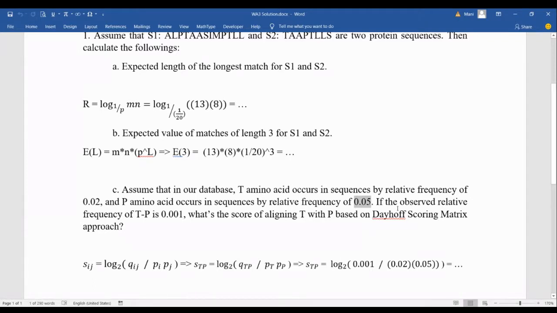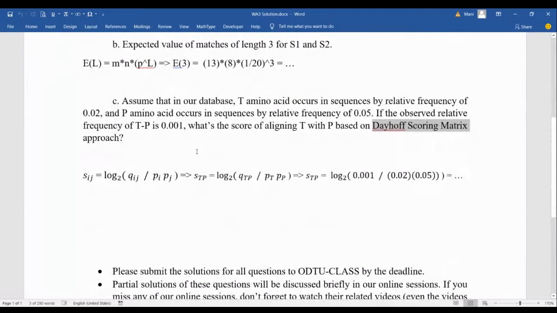So if the observed relative frequency of T, P together, like alignment, is 1 over 1,000 in our database, what's the score of aligning T with P based on Dayhoff scoring metrics approach? So we already talked about it in our lecture, how we can do it, and the formula is pretty easy. Let's go through it in details. For each one of the cells inside our metrics, we can calculate it by using this formula. And what we asked here is about one cell, which is related to aligning T with P.